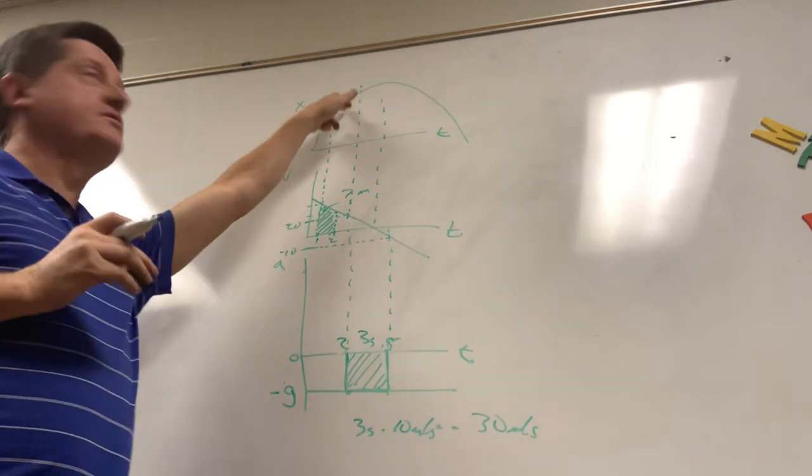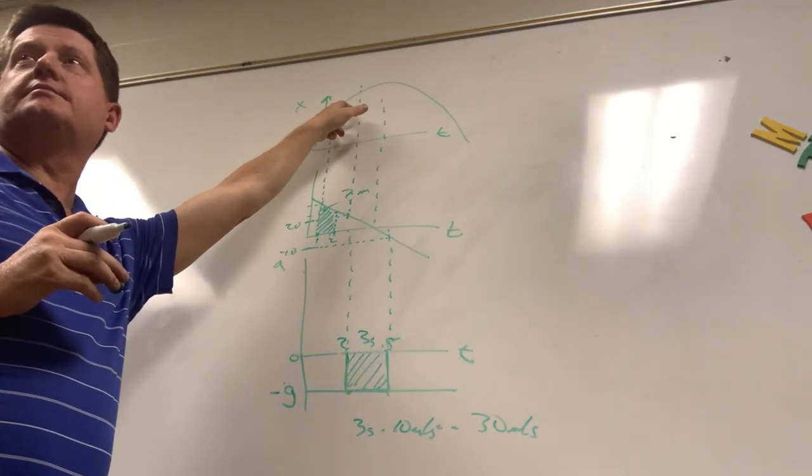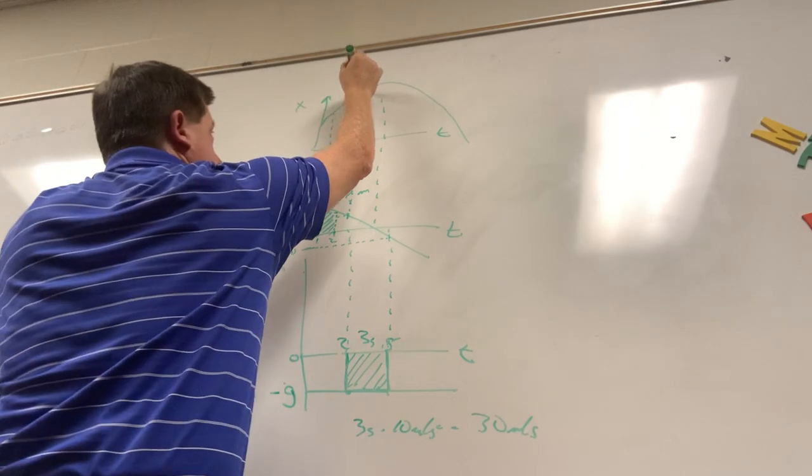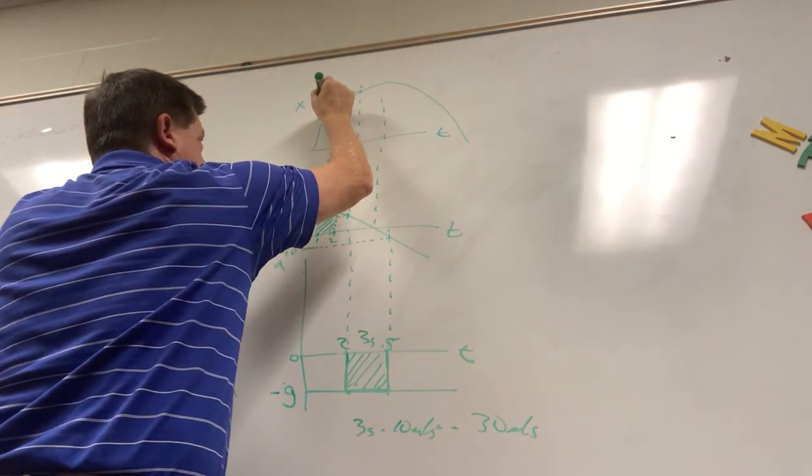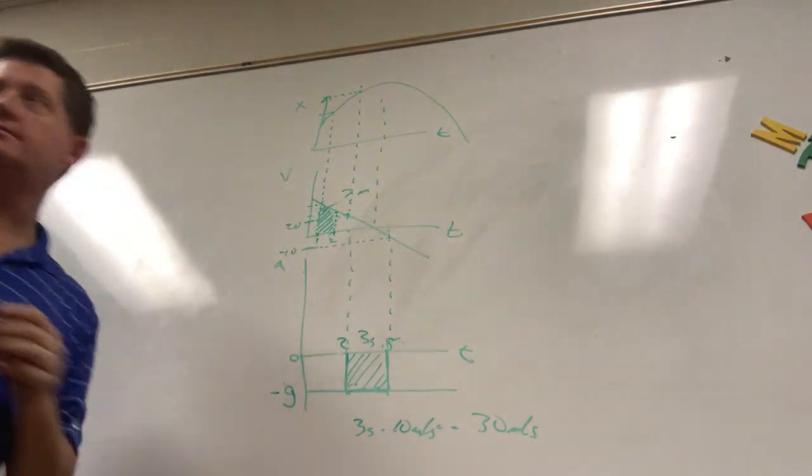So even though this is curved and weird and I'm not sure what to do with that, it will tell me that this value here is higher than that value here by that amount.